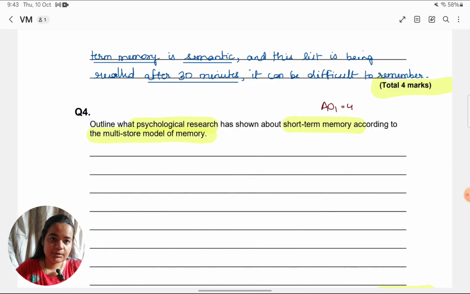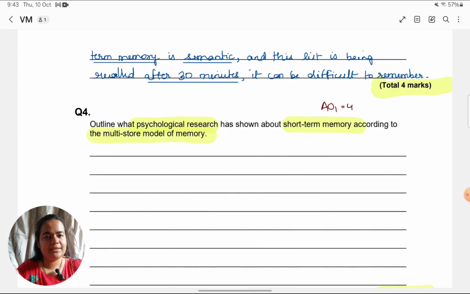What is more important in the structure is students will always ask me, should we cover 2 or 3 researches to justify 4 marks, or should we take only one piece of research and just elaborate on that? It's up to you whether you want to take a depth approach or a breadth approach. If you're taking a depth approach, I would suggest you take one study, write the key points about it. Like, let's say you're taking Peterson and Peterson, you can include what task participants were made to do and how they came to the conclusion that the duration is 18 seconds.